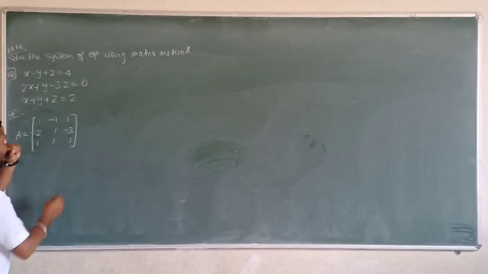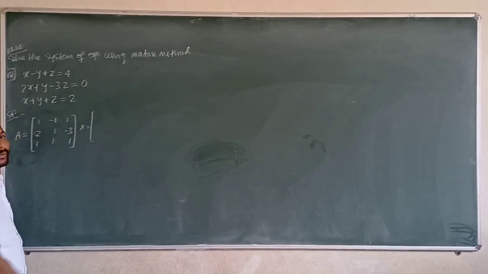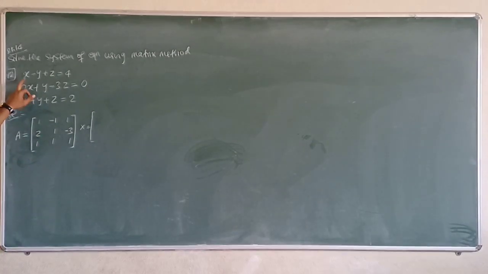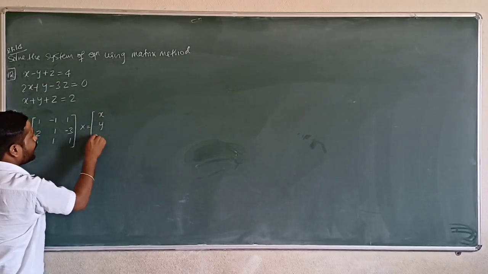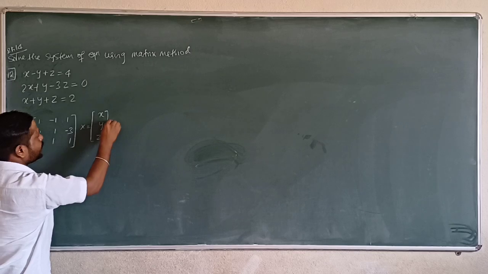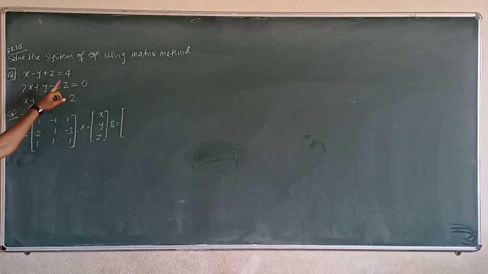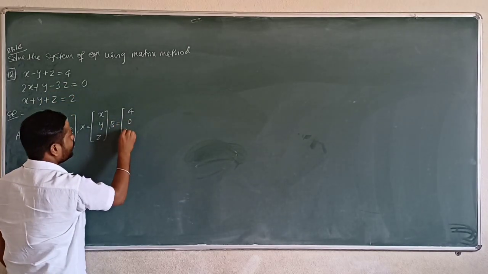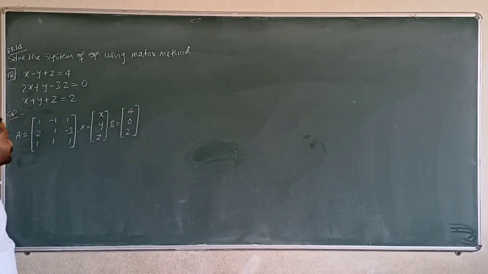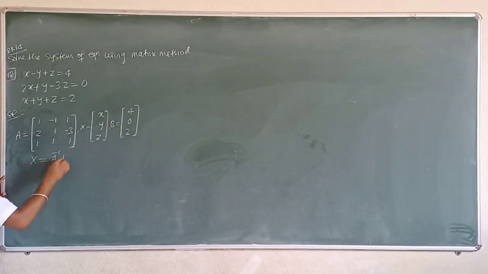Then take the other one, X. What is the meaning of X? The variables. How many variables here? x, y and z variables. This is equal to matrix B. What is the meaning of B? The constants. What are the constants here? 4, 0, 2. We know the matrix method equation is X is equal to A inverse into B.